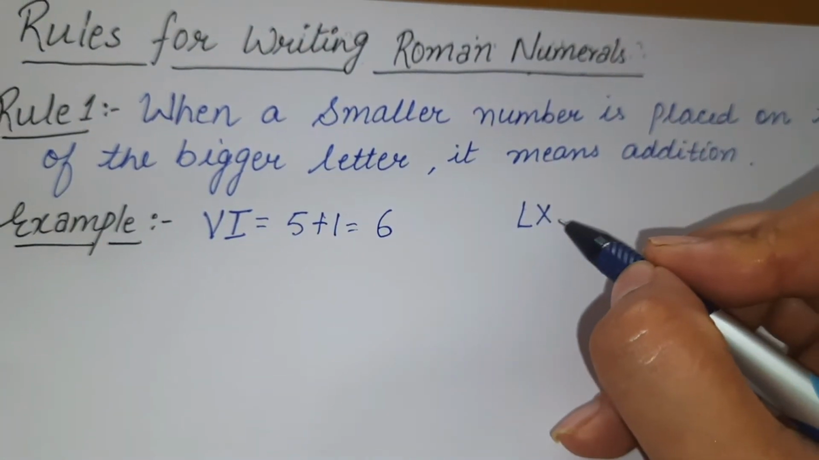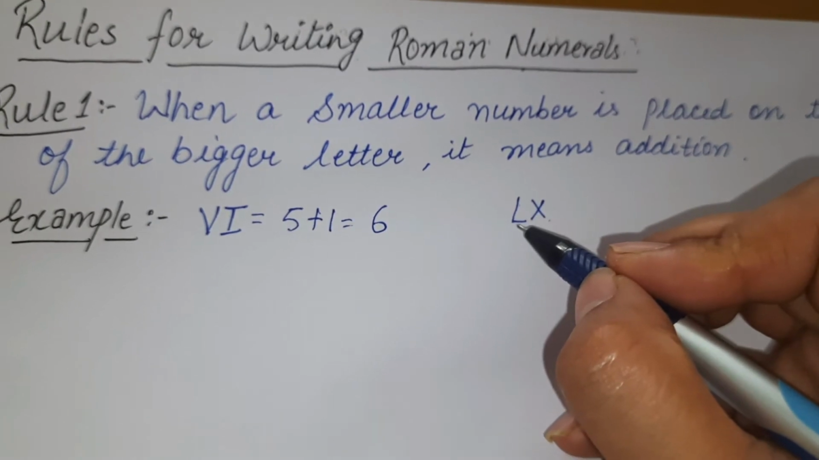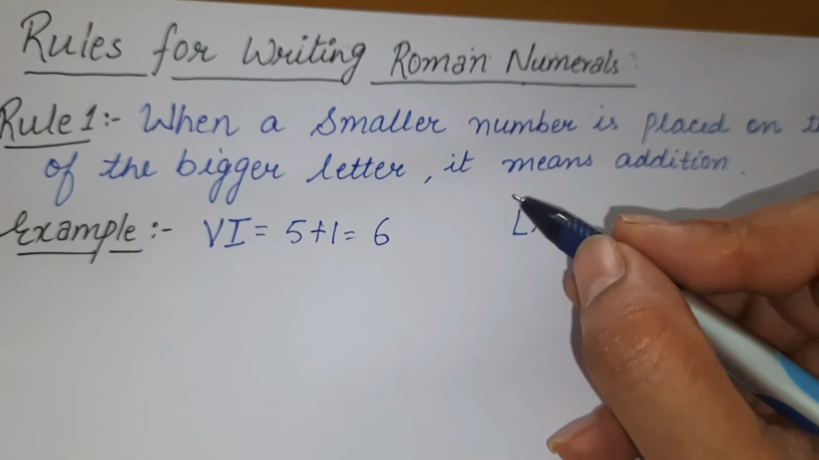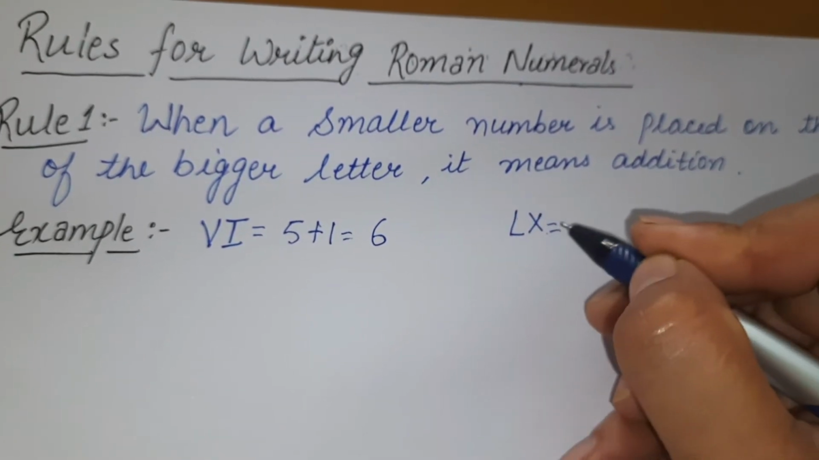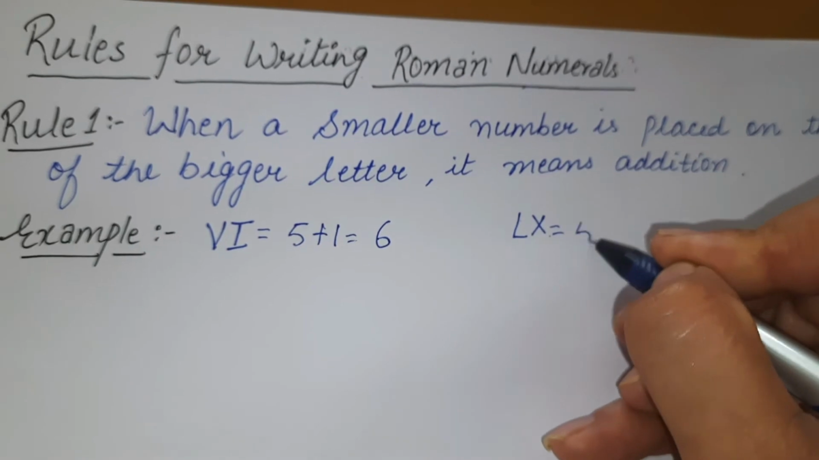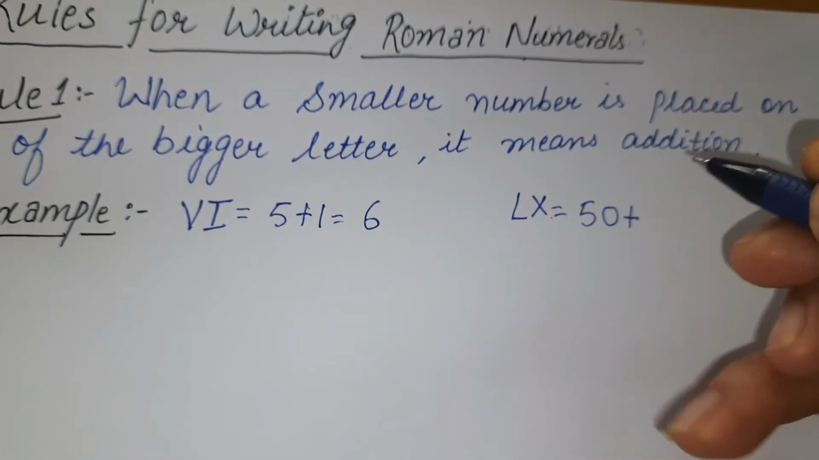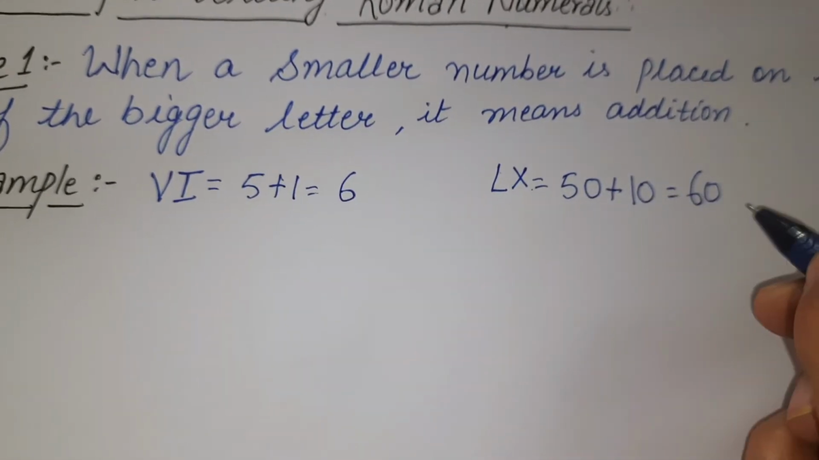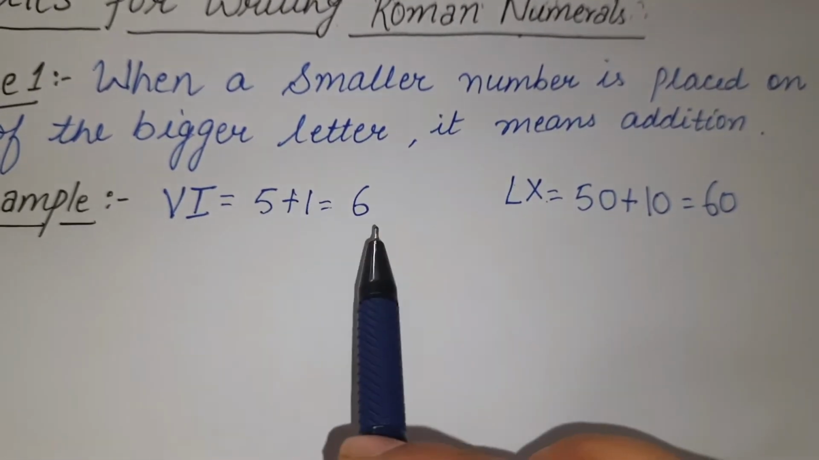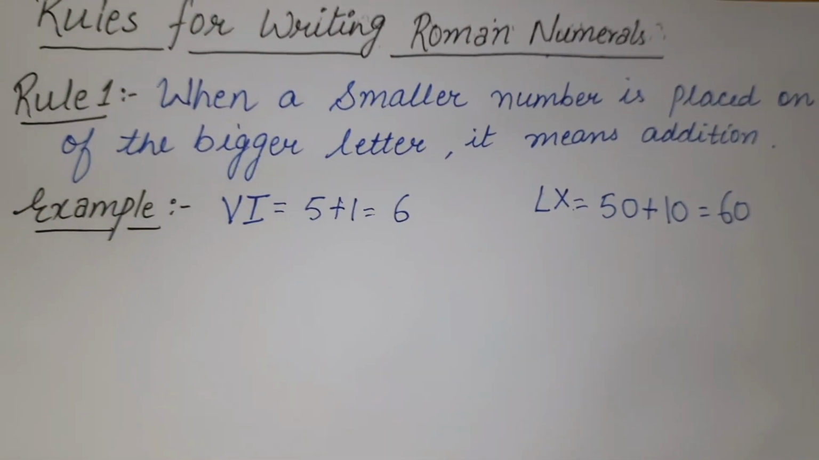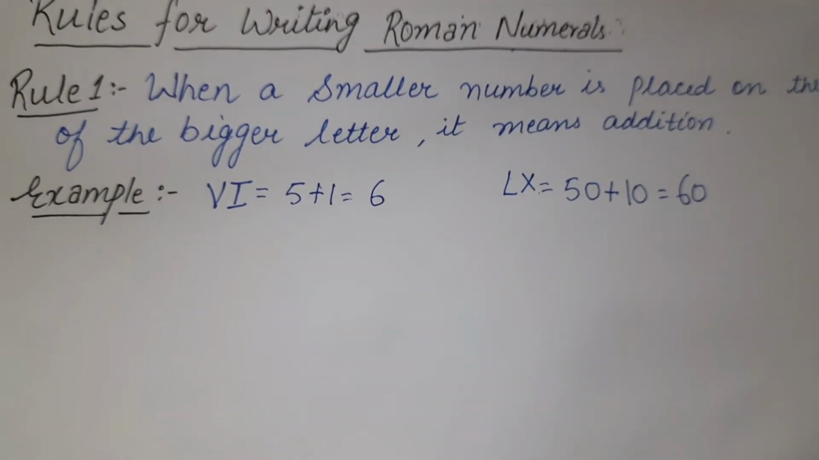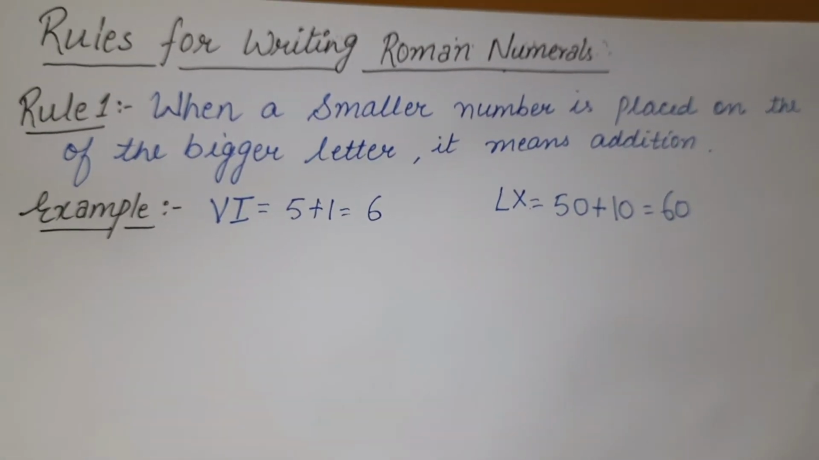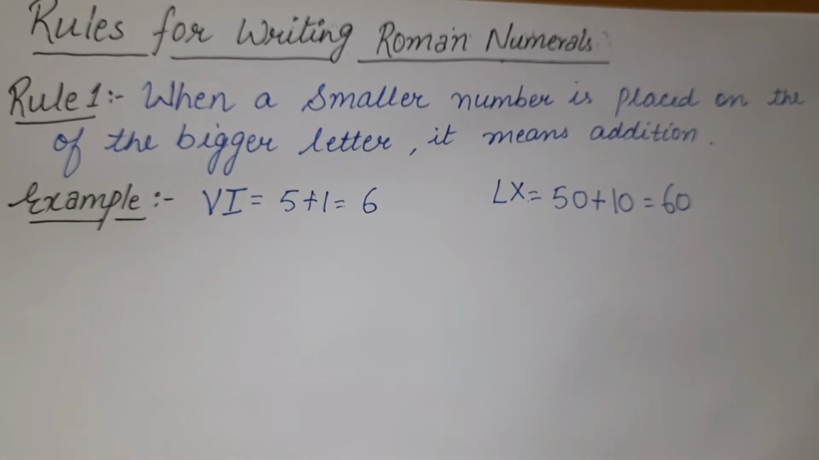Here also see, this X stands for 10 and L stands for 50, and the symbol of smaller value is placed on the right of the symbol of larger value. So we will add the values. So it will be 50 plus 10, which is 60. So LX means 60 and VI means 6. So this is the first rule for writing Roman numerals, that is when a symbol of smaller value is placed on the right of a symbol of larger value, then we add the values.